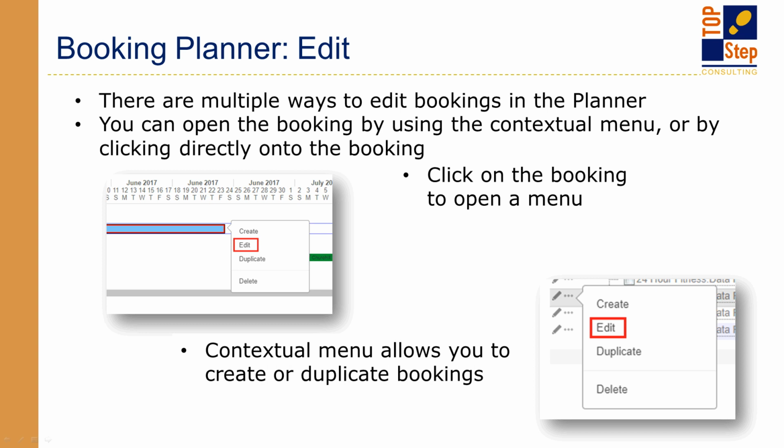There are also multiple ways to edit existing bookings in the planner. You can either click on the booking in the planner itself, or you can use that same contextual menu. This is going to open the booking form where you can change the resource, project, dates, hours, or anything else that needs to be updated.